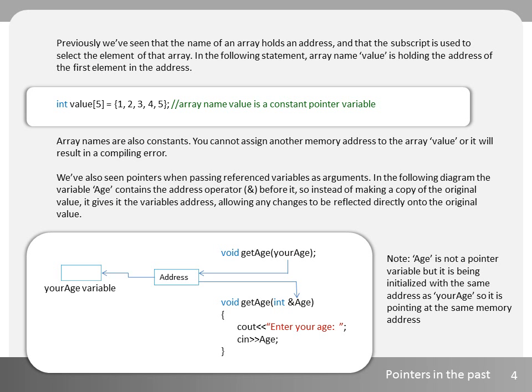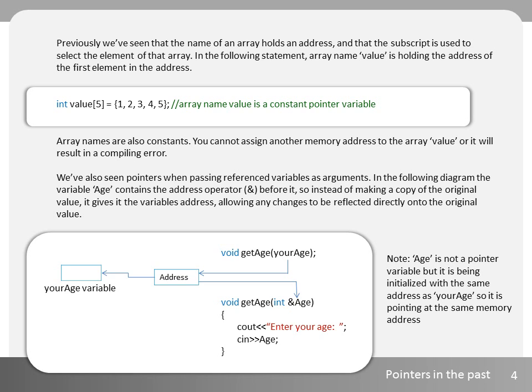Previously, we've seen that the name of an array holds an address, and that the subscript is used to select the element of that array. In the following statement, the array name value is holding the address of the first element in the array. The array name value is a constant pointer variable, so it holds the address of the first element of the array. Array names are also constants. You cannot assign another memory address to the array value, or it will result in a compiling error.